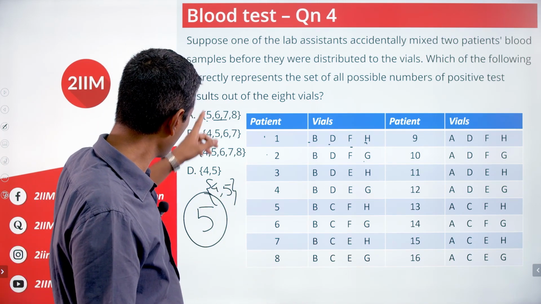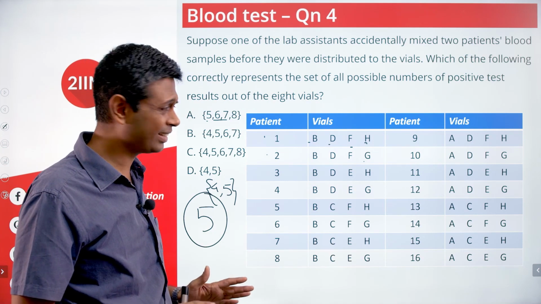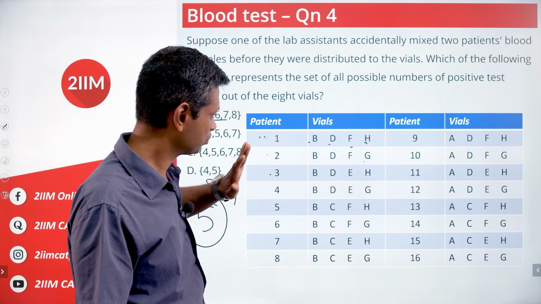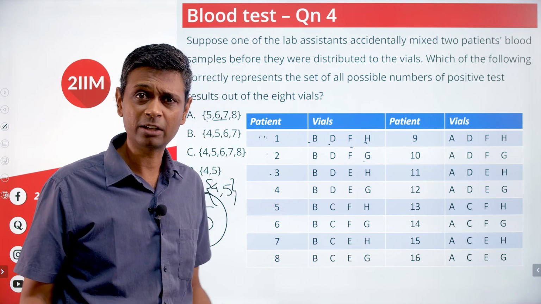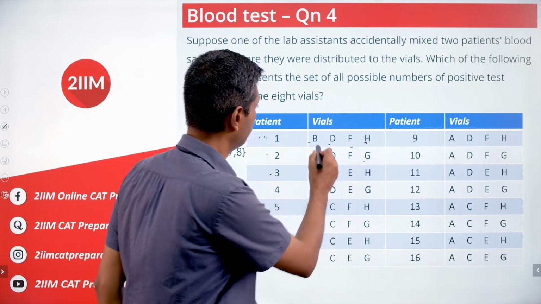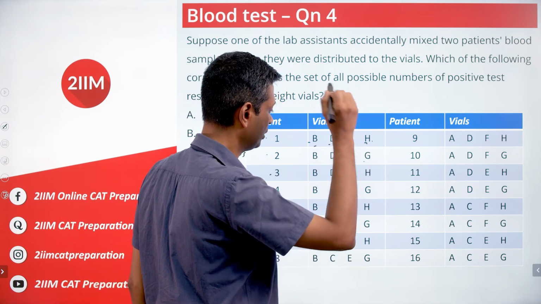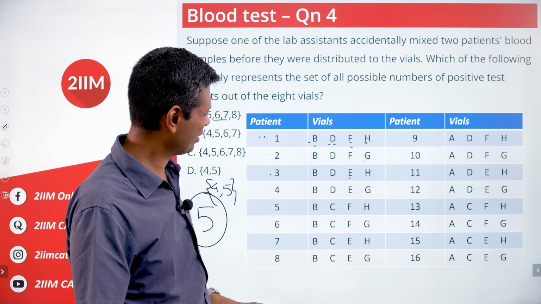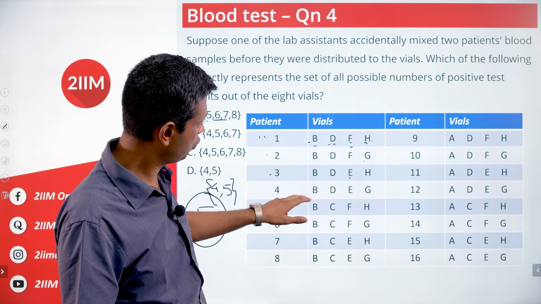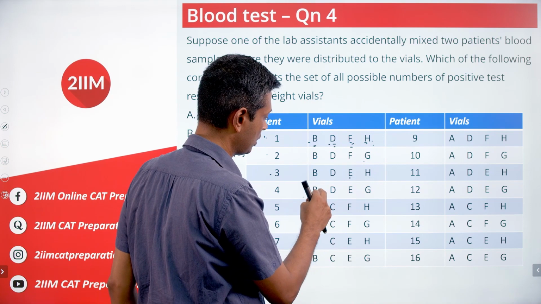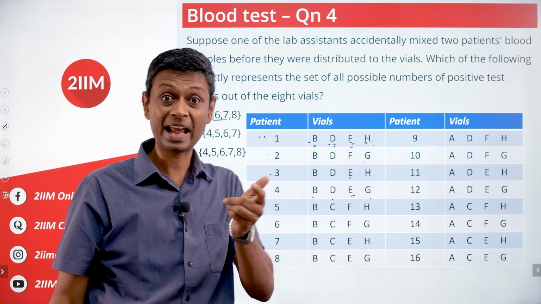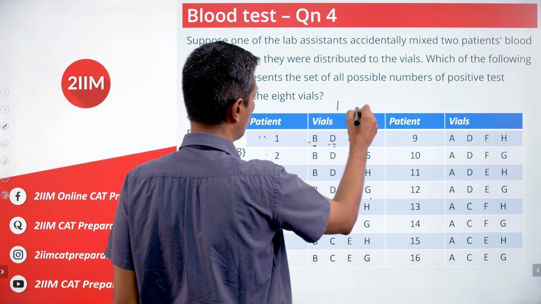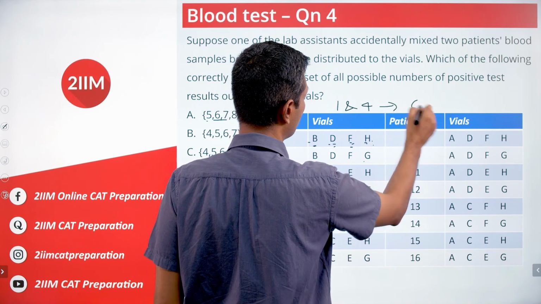These choices are hinting that even 6 might be possible. What do I mean by 6? Let's say 1 and 3 get mixed and one of them has the illness. Then BDFH and E with BDH are common. Again, 5 vials will have that. So not 1 and 3. Let's go a step further. 1 and 4. BDFH, BDEG, or BDFHEG. 6 vials could come out positive if 1 and 4 were mixed and one of them had the illness.